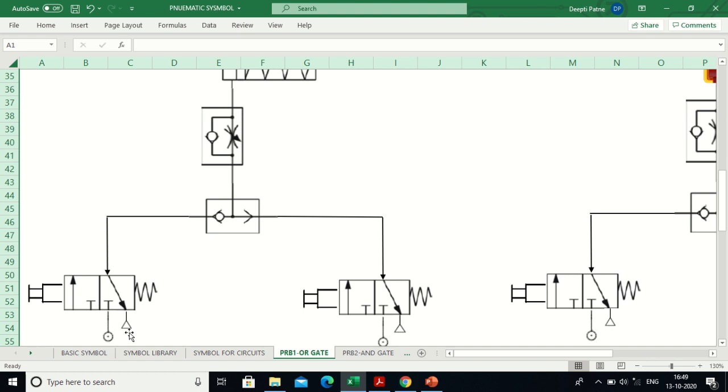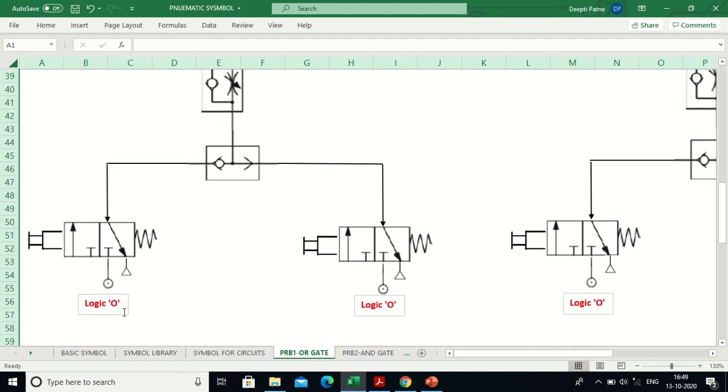Okay, so the first position the OR gate is expecting is 0 0. For 0 0 my output should come as 0. So what I had done is I had not connected it to the supply.